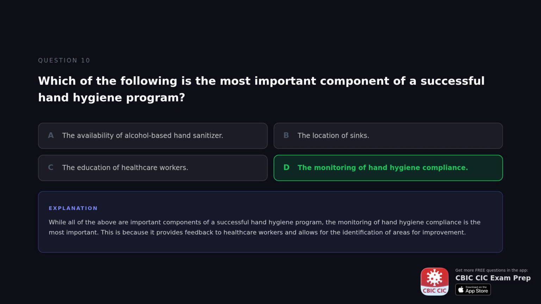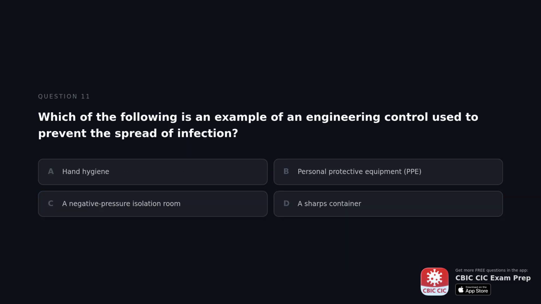Which of the following is an example of an engineering control used to prevent the spread of infection? A. Hand hygiene. B. Personal protective equipment, PPE. C. A negative pressure isolation room. D. A sharps container.